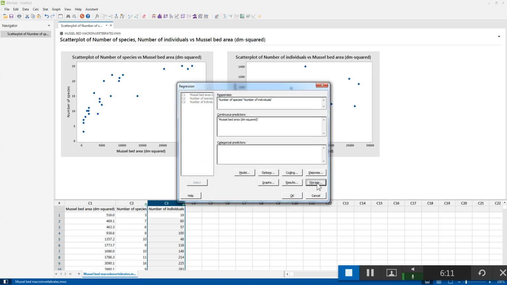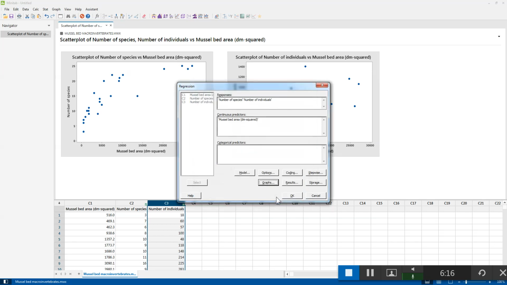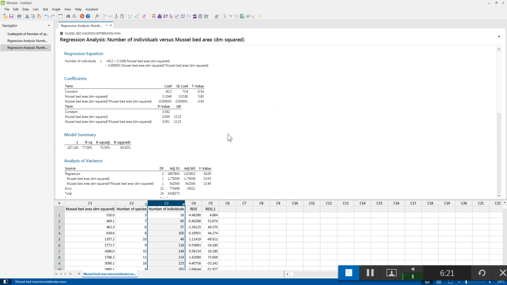Residuals, these very important diagnostic indicators, and I'll get this 4-in-1 graph of the residuals to have a look at those as well. Okay, I think that's everything. Let's see what we've got. Right, so there's the regression equation. Y equals, number of individuals y equals, there's the intercept minus 40.2. There's B, muscle bed, 0.1046 times the muscle bed area.